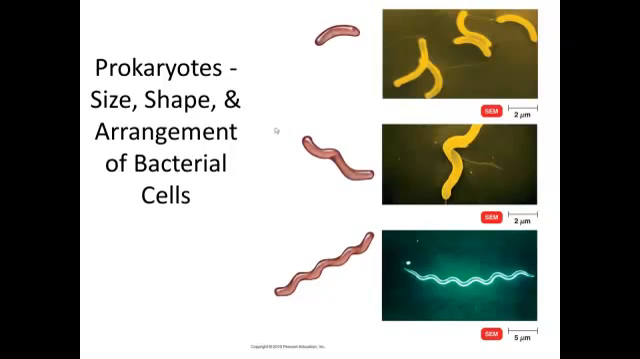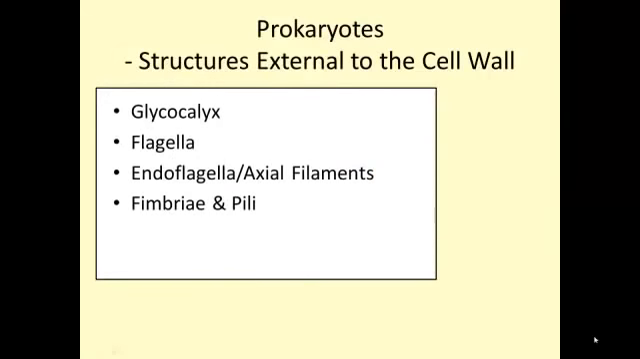Now, if they get even longer, they can form these spirals or helical shapes. They come in two kinds. If they are rigid and they have flagella usually coming out of each end, then they are spirillum. If they are flexible and usually longer and they don't have any visible flagella sticking out of the end, they are spirochetes.